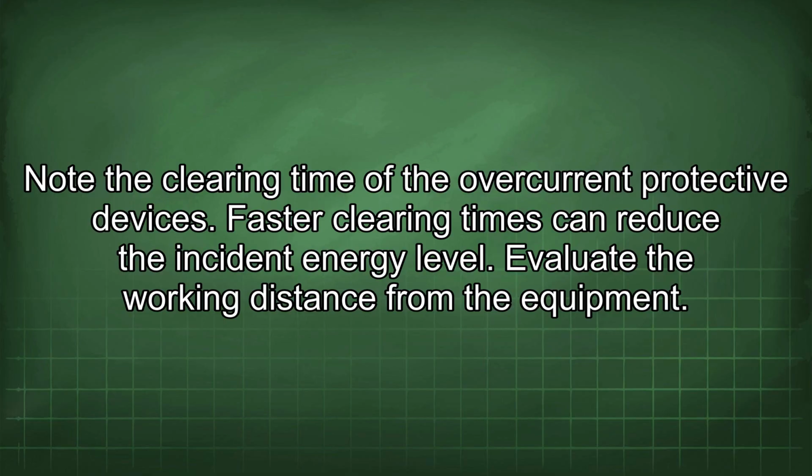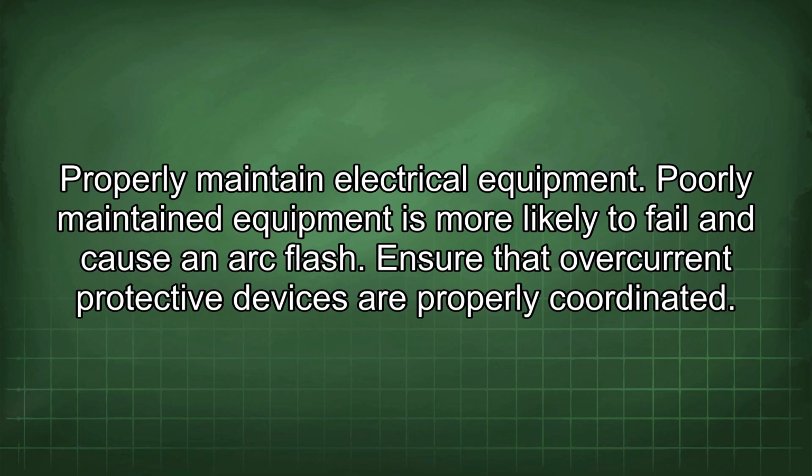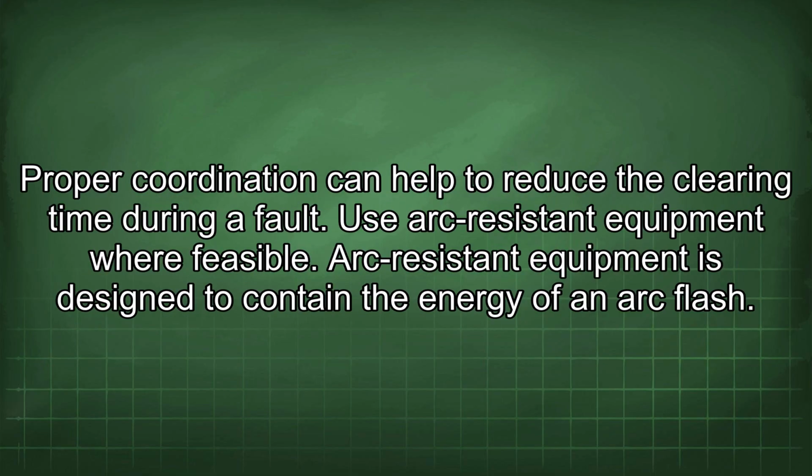Evaluate the working distance from the equipment. Closer working distances result in higher incident energy levels. Consider the equipment configuration. Different equipment configurations can affect the arc flash hazard. Properly maintain electrical equipment. Poorly maintained equipment is more likely to fail and cause an arc flash. Ensure that overcurrent protective devices are properly coordinated. Proper coordination can help to reduce the clearing time during a fault.